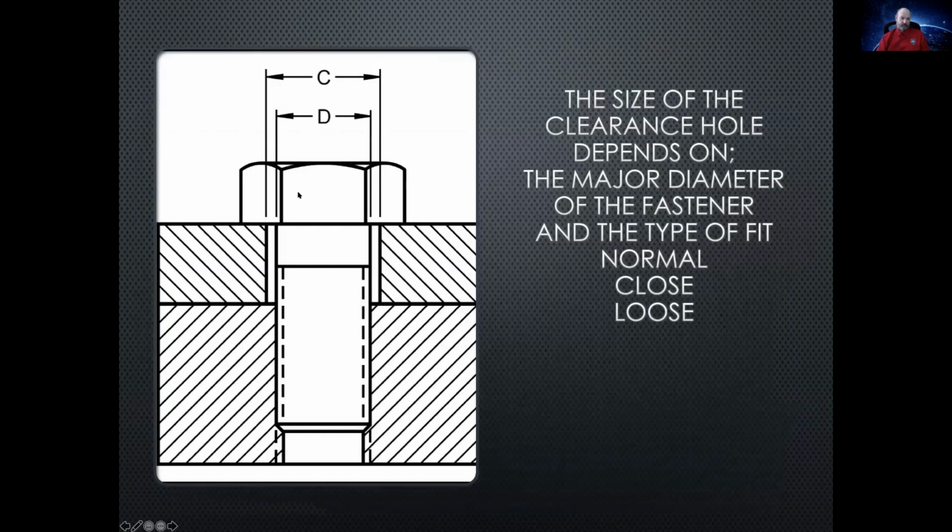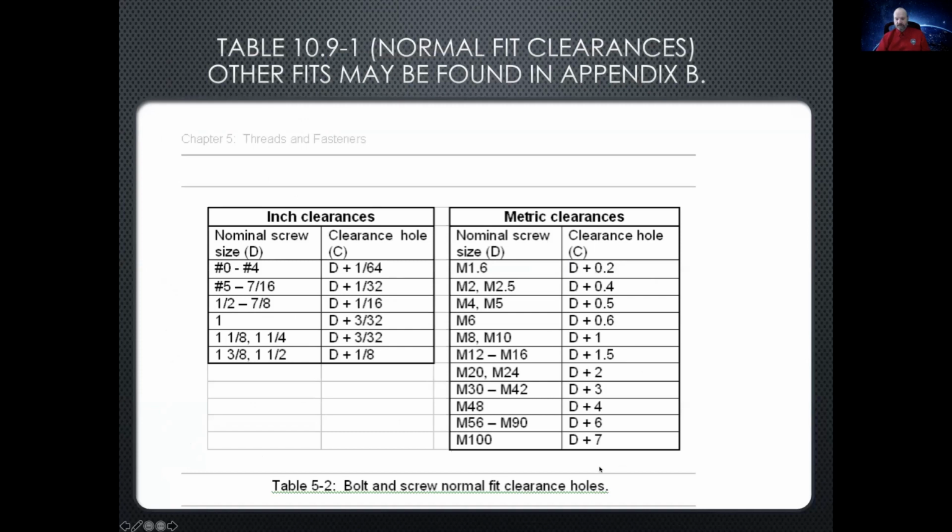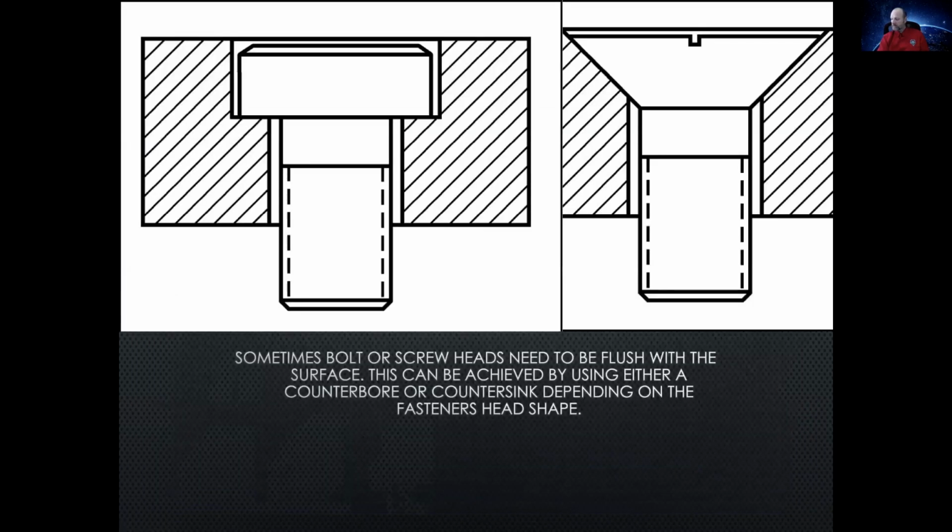So if your major diameter is 100 millimeters, what would your hole clearance be? You've got to add C to that diameter, 7 millimeters to it. All right, and then you have the same kind of thing for inches, except you have 1/64th, 1/32nd, 1/16th of an inch, etc.